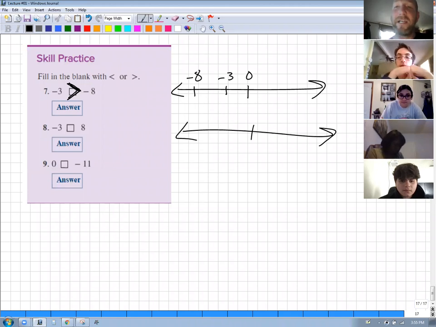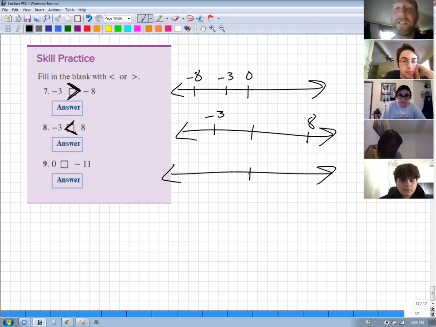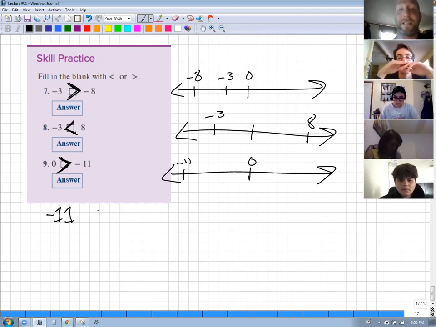Here we have negative three again and then a positive eight. Negative three is to the left of eight because negative three is less than eight. Now we've got a zero and a negative 11. Zero is to the right of negative 11, so zero is greater than negative 11. Likewise, negative 11 is less than zero.